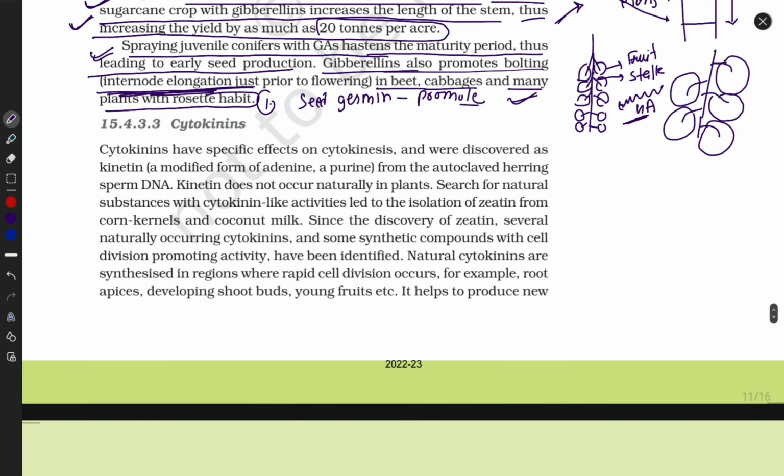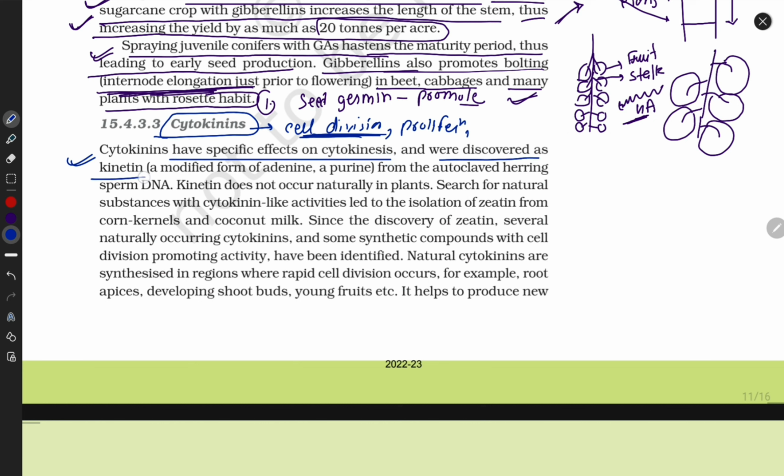Our next plant hormone is called cytokinin. Clear, guys? Cytokinin is useful for cell division and cell proliferation. Cytokinins have a specific effect on cytokinesis, cell division, and were discovered as kinetin. This is the synthetic cytokinin from autoclaved herring sperm DNA. First we discovered cytokinin from the fish, the herring. Kinetin does not occur naturally in plants. Of course, these are synthetic.